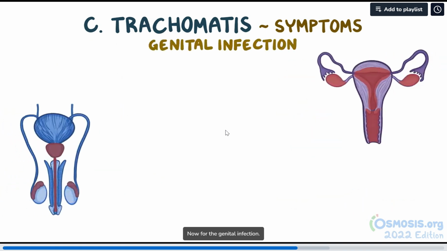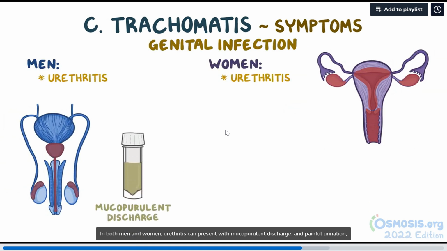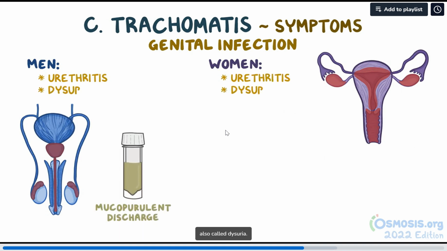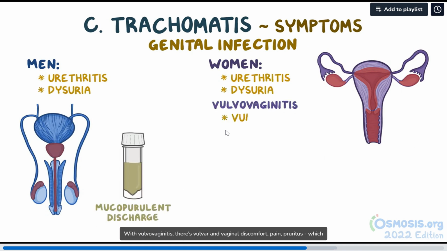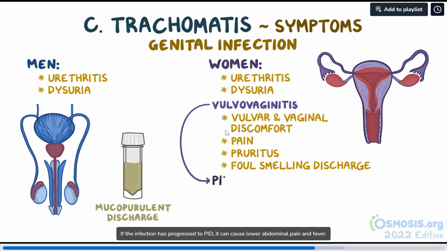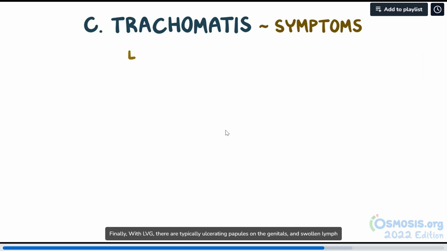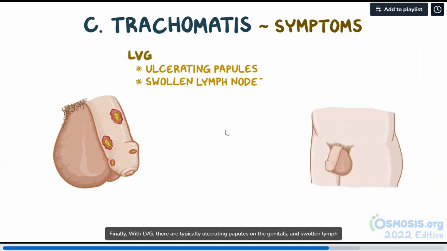Now for the genital infection. In both men and women, urethritis can present with mucopurulent discharge and painful urination, also called dysuria. With vulvovaginitis, there's vulvar and vaginal discomfort, pain, pruritus, which is to say they itch, and foul-smelling vaginal discharge. If the infection has progressed to PID, it can cause lower abdominal pain and fever. And over time, if left untreated, PID can cause female infertility. Finally, with LGV, there are typically ulcerating papules on the genitals and swollen lymph nodes in the inguinal region.